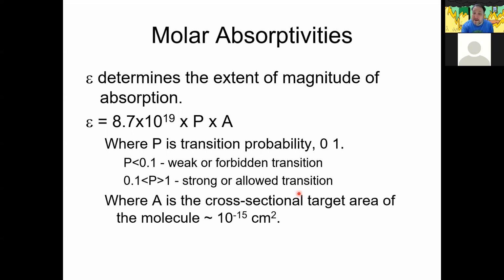So the epsilon value determines the extent and magnitude of the absorption. It's going to be 8.7 times 10 to the 19th times the transition probability. Oh man, these are in the wrong spot.